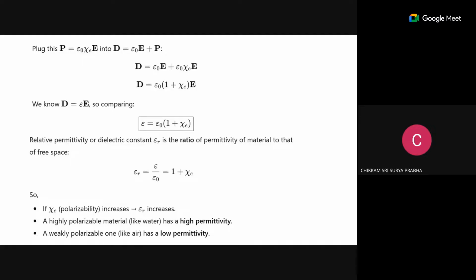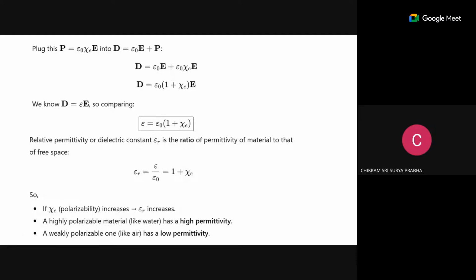Coming to the next step, if we move this epsilon naught to the left side, we have epsilon by epsilon naught, which is called the relative permittivity, and it is equal to 1 plus chi. So finally, we got the expression for relative permittivity, which is equal to 1 plus chi. We can observe that as the susceptibility increases, the relative permittivity also increases.